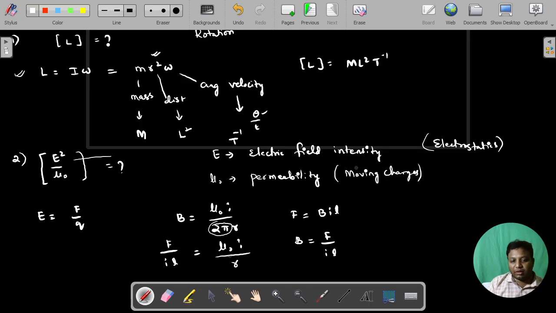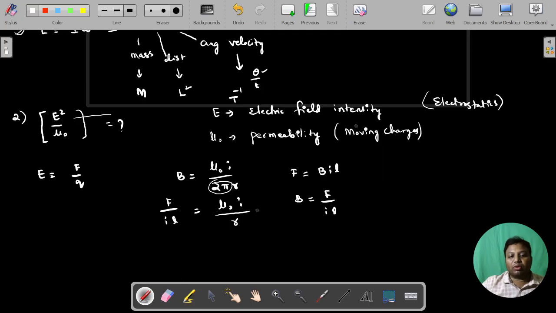Now we have to find the dimensional formula for mu naught. So you bring mu naught to one side. F r divided by I square into L. Now see, Q can be written as I T. I am talking about this electric field. Q can be written as I T here.